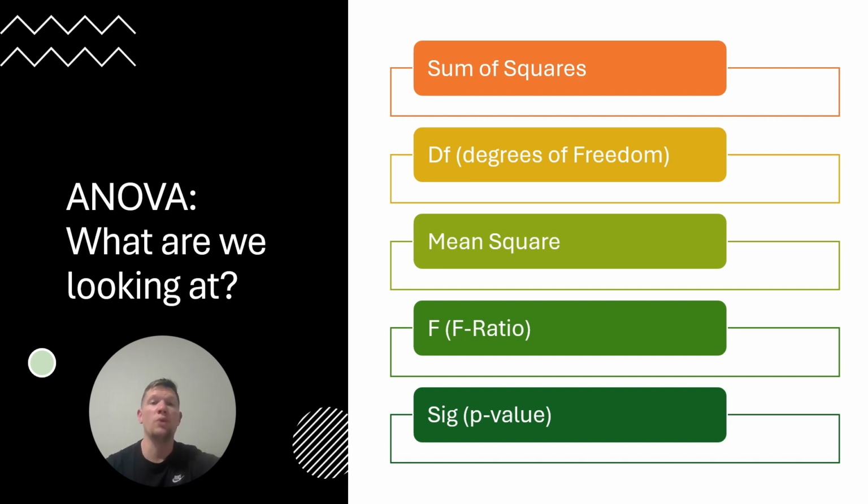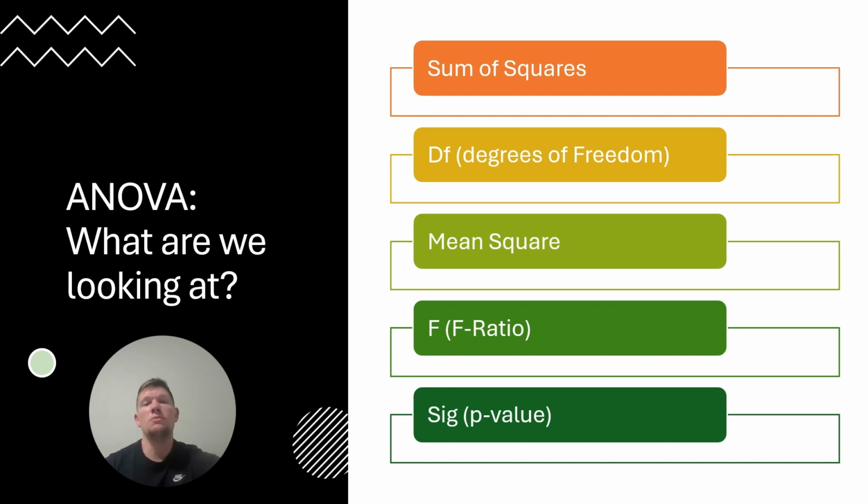Followed by the F ratio, or F statistic. The F statistic is used to determine if the group means are significantly different from each other by comparing the variance between groups to the variance within the groups. A higher F value indicates stronger evidence that at least one group mean is different.